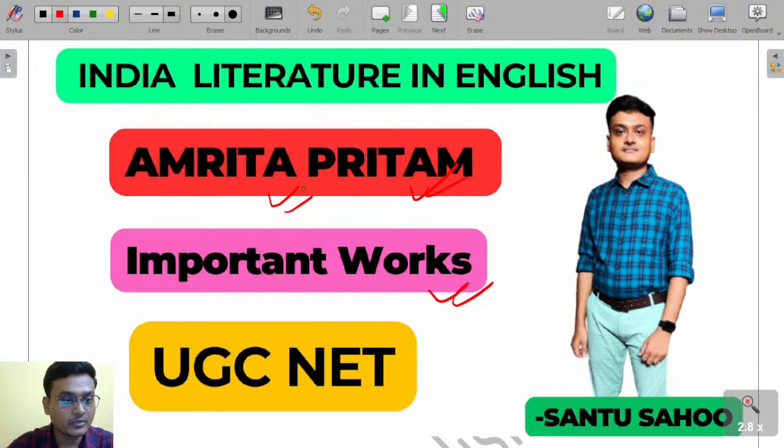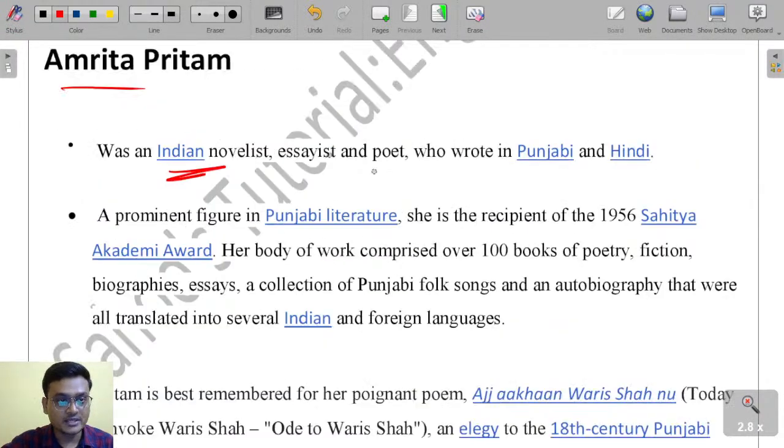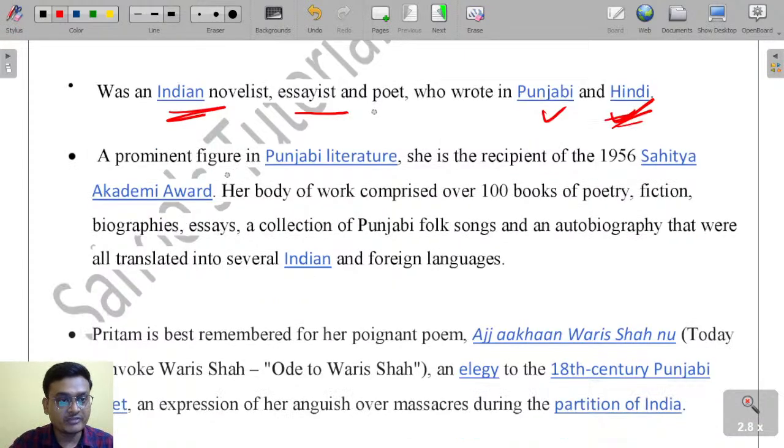So here, let's begin. Amrita Pritam was an Indian novelist, essayist, and poet who wrote in Punjabi and Hindi. She was basically writing in the Punjabi and Hindi languages, and her works have been translated into English as well. She was a prominent figure, a prolific writer in Punjabi literature.